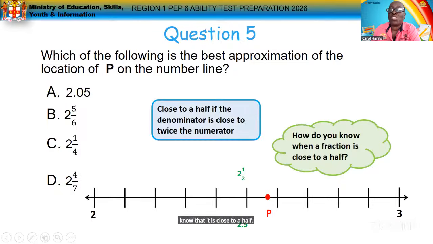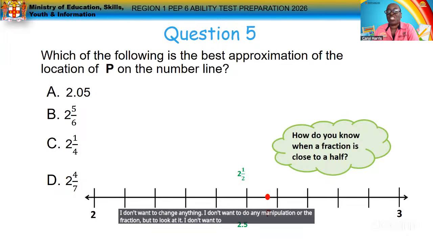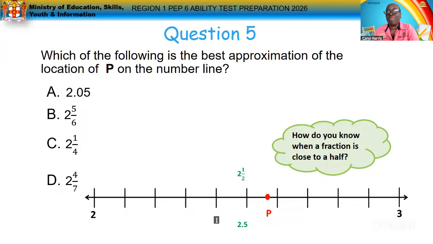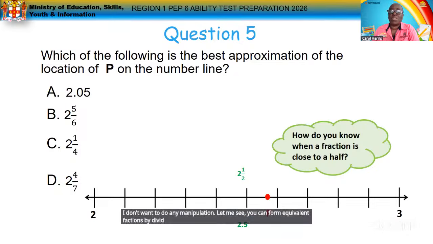I don't want to change anything. I don't want to do any manipulation of the fraction. I want to look at it. I don't want to form equivalent fractions. I don't want to do any manipulation. Let me see. You can form equivalent fractions by dividing to see the number is close to 1/2. Okay.